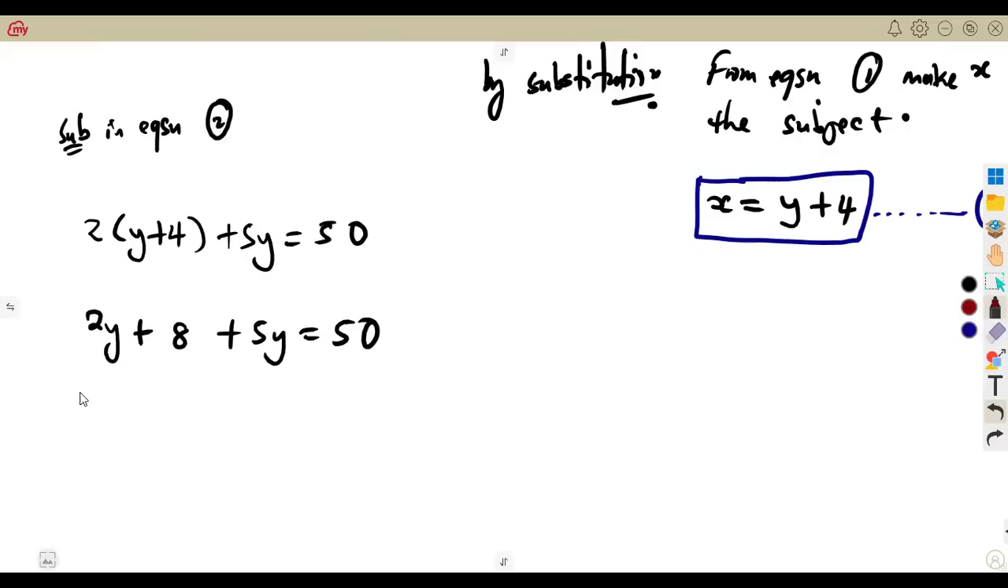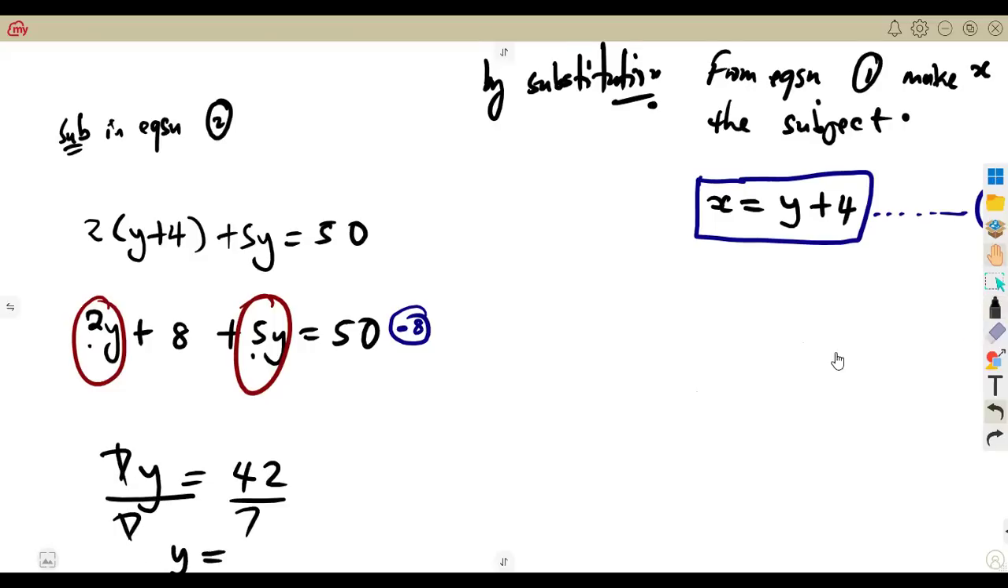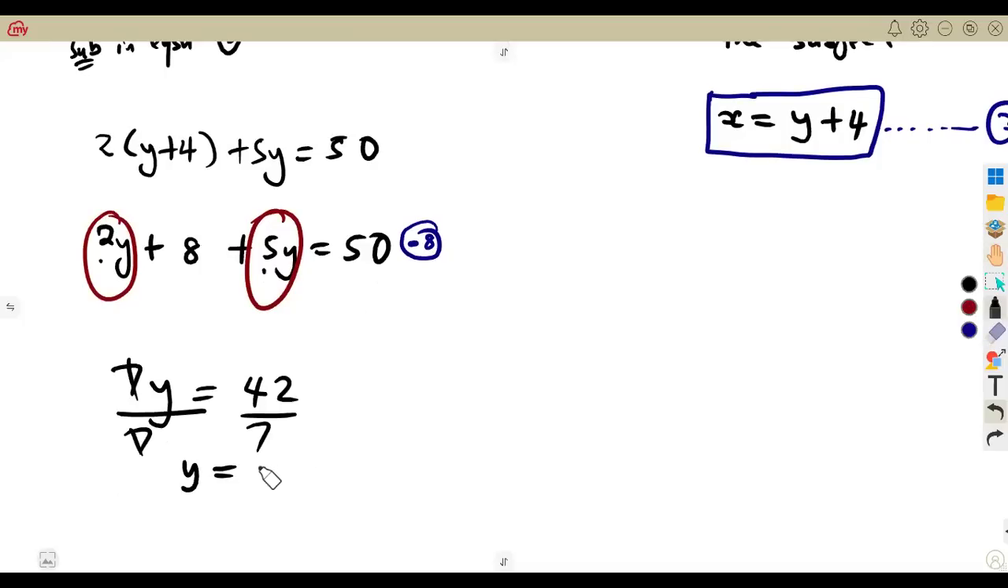Collecting the like terms, you can see that there is the part of y here, these are like terms. So 2 plus 5, that is 7y, is equal to... we can transpose the 8 to the other side of the equation. It will be a minus 8. It was a positive there, so here it will be minus 8. So that's 50 minus 8, which is 42. Simply divide by 7, both sides. We obtain the value of y, where y is equal to 6. Just like that, y is equivalent to 6.